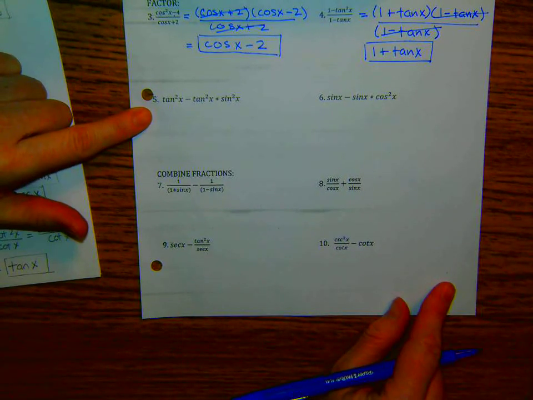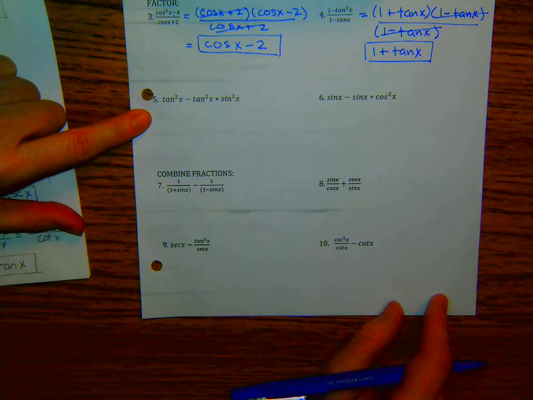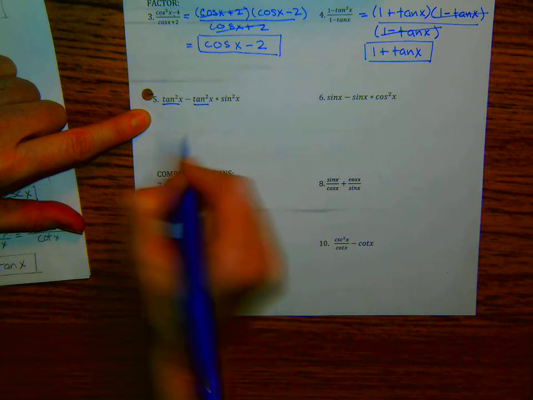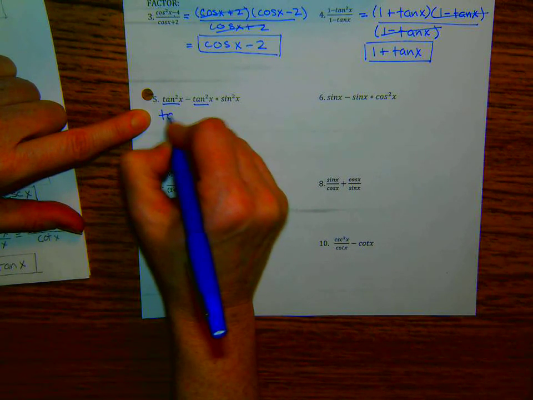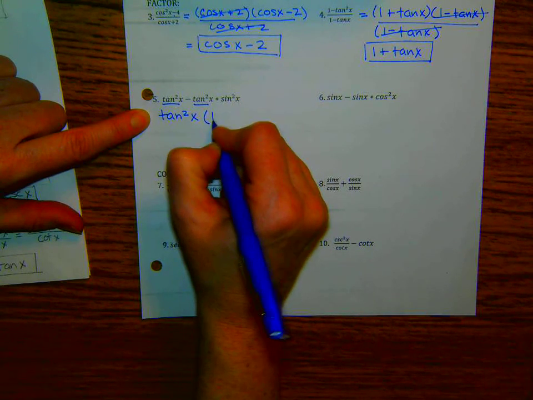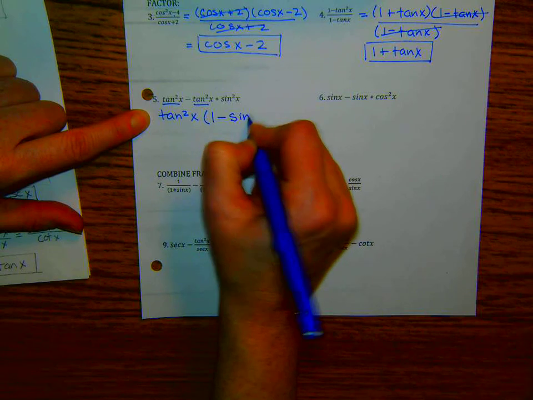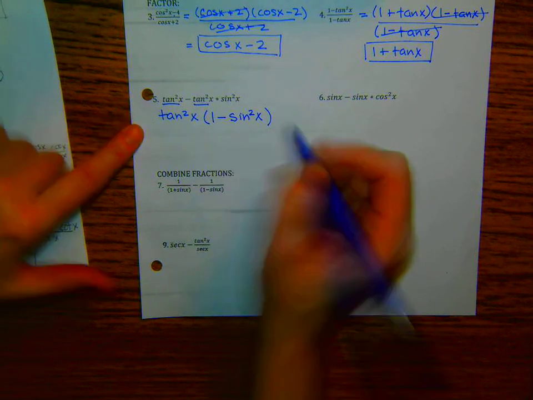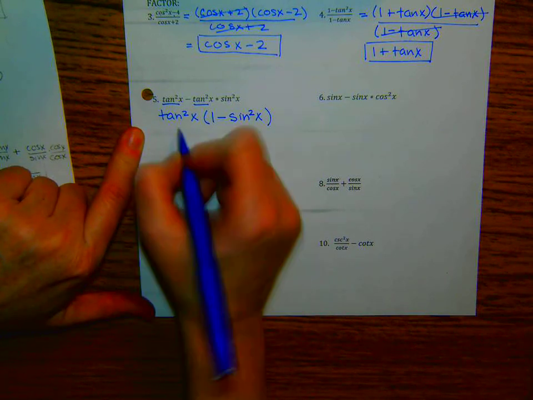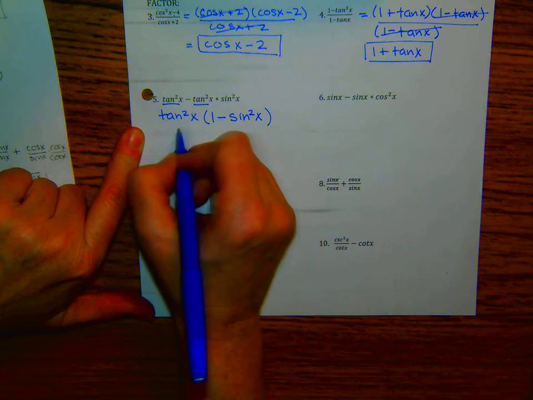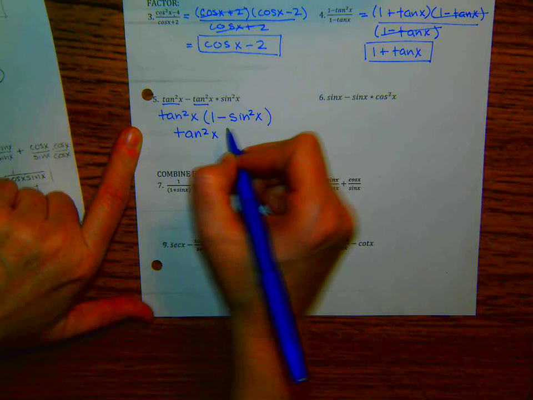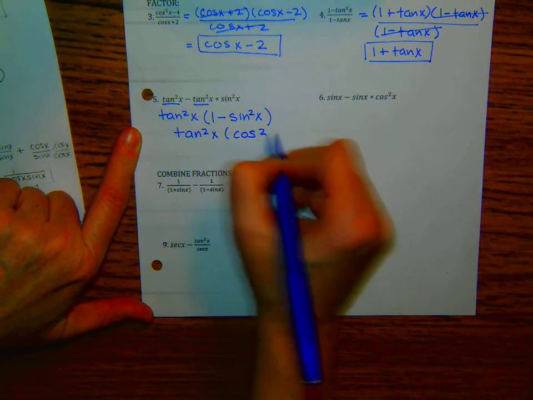Now here, number 5, I can factor again. What can I factor here? Well, I see that both terms have a tangent squared of x, and I can pull that out from both terms. Tangent squared of x, if I divide it out of both terms, I'm left with 1 minus the sine squared of x. So now I've got these 2 terms. Well, what is 1 minus the sine squared of x? Well, thinking of Pythagorean identities, I realize that I can substitute again: tan squared of x times cosine squared of x.